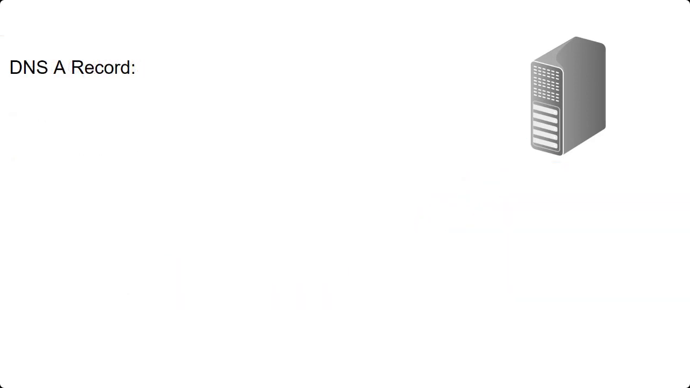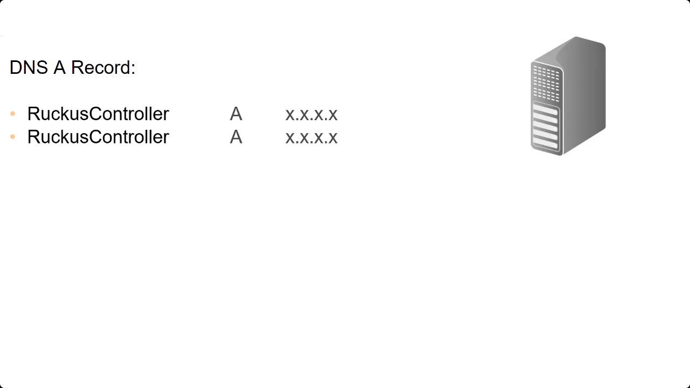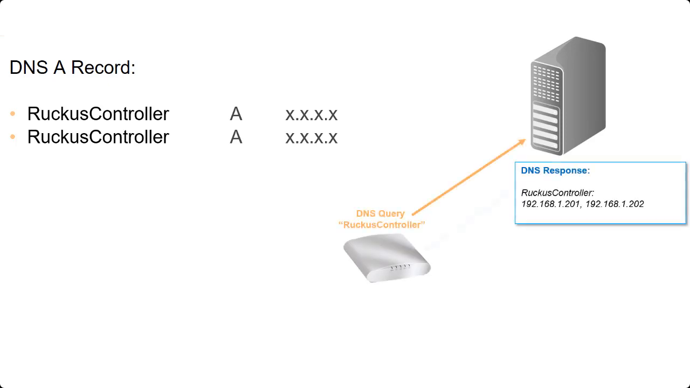With DNS, simply create DNS A records for the ZoneDirectors using the name Ruckus controller. Now when the access point powers up, it will receive its DHCP scope allocations, and included in that are the DNS server settings. So the access point can now make a DNS query for Ruckus controller. The DNS server will respond with the Ruckus controller IP addresses, and now the access point has those addresses, it can contact the controllers directly.